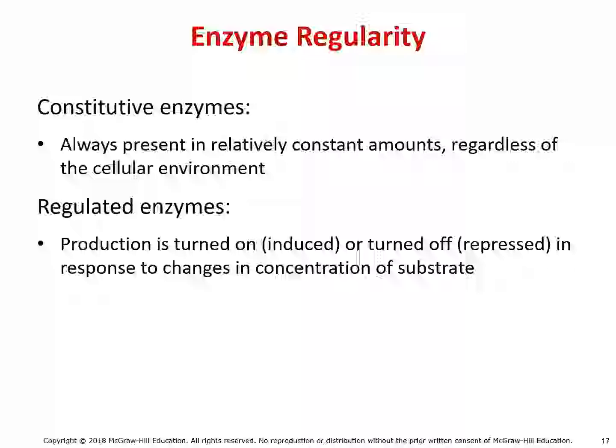Another interesting idea in how we can control how much work an enzyme does is by controlling how many enzymes are there. With constitutive enzymes, you always have the exact same number of enzymes present no matter how much substrate you have. With regulated enzymes, that's the other idea here, that we can increase the amount of enzymes based off of the amount of substrate or decrease the amount of enzymes. Again, more enzymes, more work; fewer enzymes, less work.